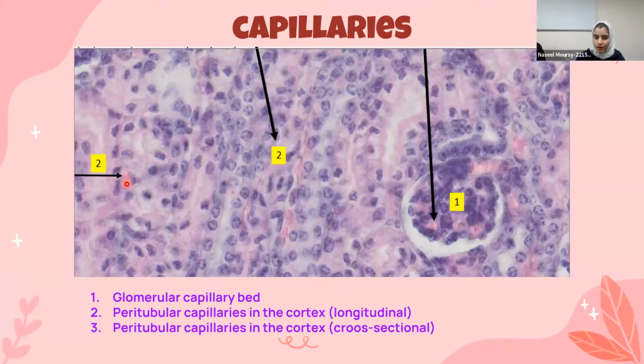But here, it's cross-sectional. So you have the vessel and then you cut it like that. When you cut it like that, you see a donut-shaped thing, a circle, and so you only see one red blood cell, because it's cut in a cross-sectional way. Did you guys get this part? They're both the same type of capillaries. It's just that the cut is different.